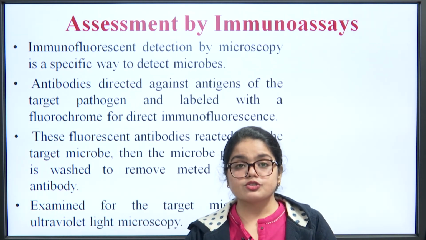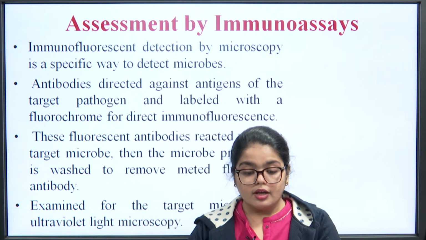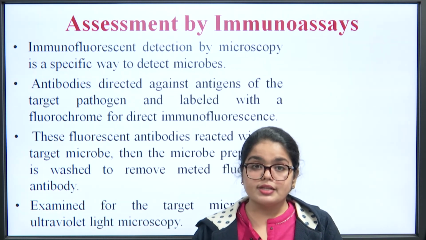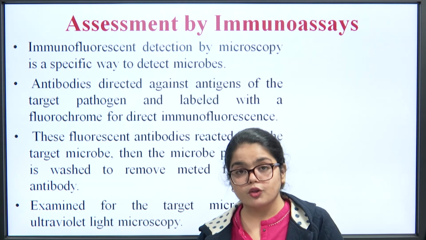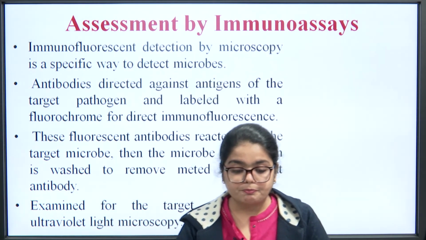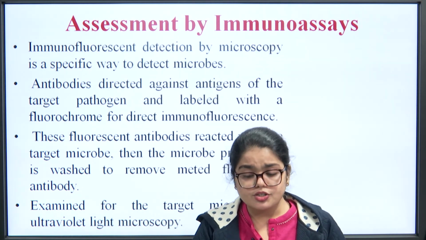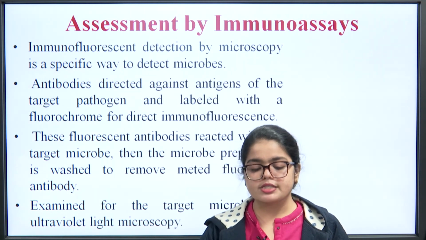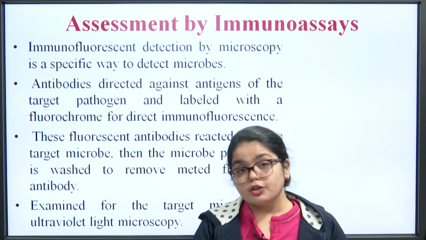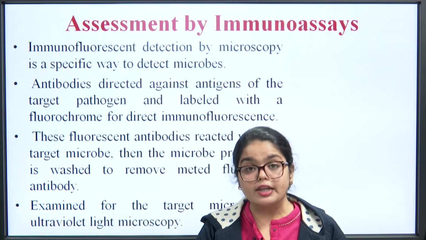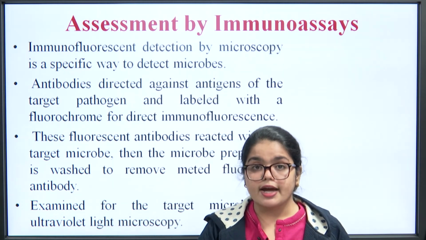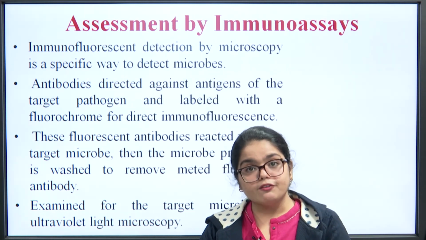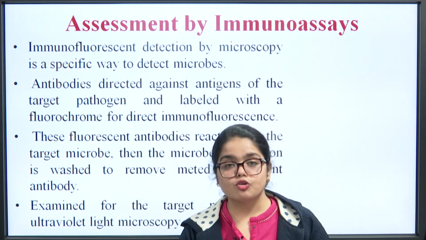Immunofluorescent microscopy means that the sample shows fluorescence when we observe it. We add the immunoglobulins and then the particular contaminant shows fluorescence, so we detect it by microscopy. In direct immunofluorescence, antibodies directed against antigens of a target pathogen are labeled with a fluorochrome. The antibodies responsible for the particular antigen are labeled with the fluorochrome. A fluorochrome is a substance that produces fluorescence, which is detected by the microscope, and it will directly fluoresce. So, we just place the plate under the microscope and observe it.